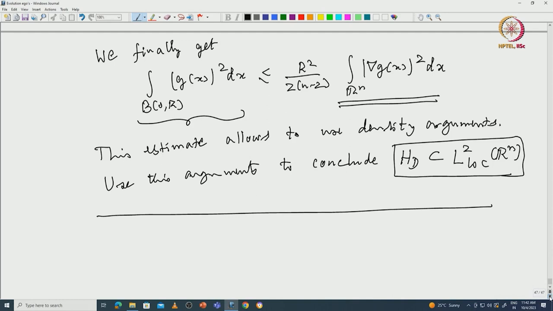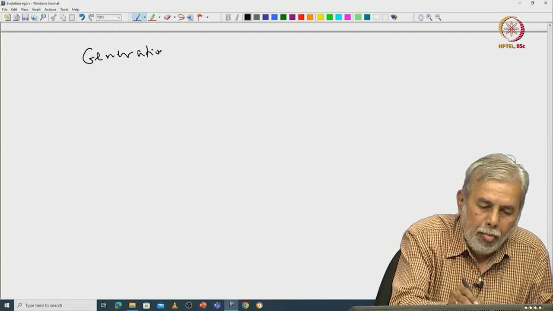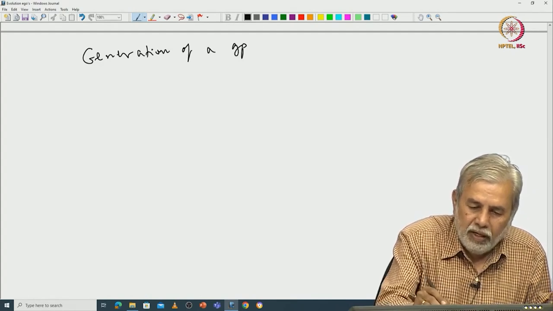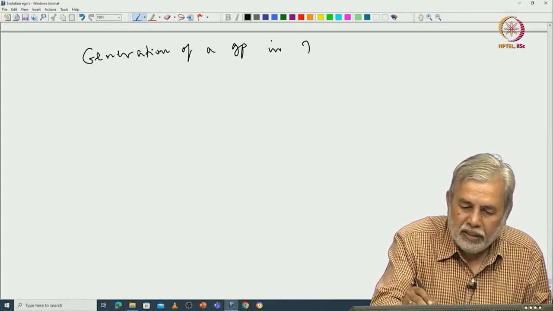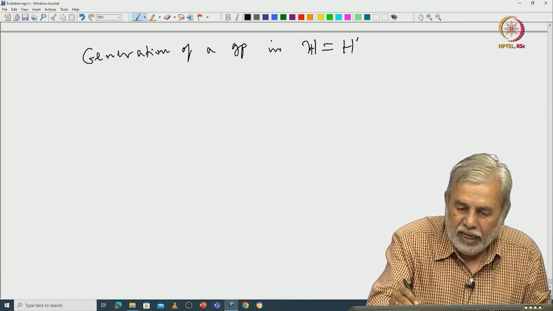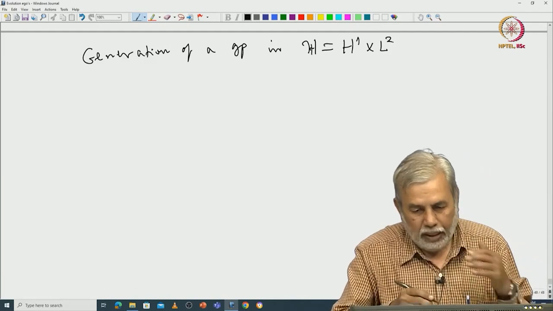So, with this, I will not do all the details, but some important steps I will just do. So, generation of a group, again regarding the wave equation. So, now the Hilbert space is H, and we understand this space better because we know this Sobolev space H1 and L2.